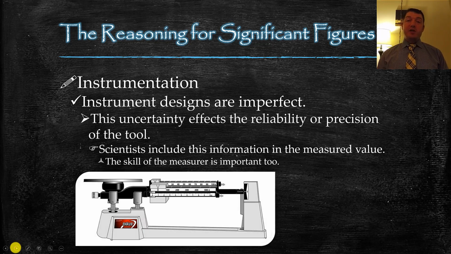Here's an example of just such an instrument. This is a triple beam balance. A triple beam balance is used to measure mass. If you wanted to use this to measure mass, you would place your mass on this surface, known as the pan, and then you would move these riders along their individual tracks until you're able to get it balanced, so that this pointer on this side is pointing at 0.